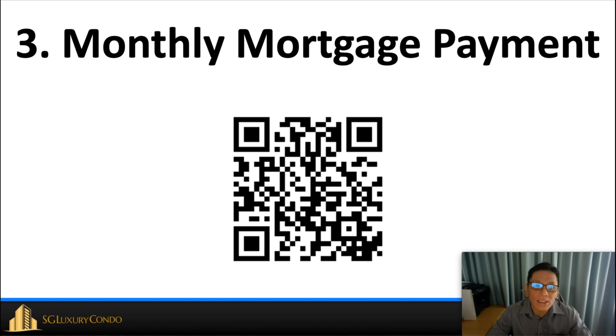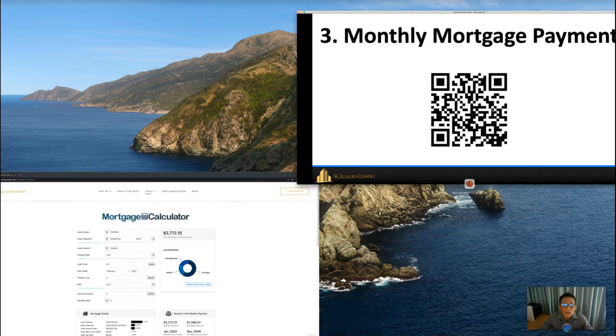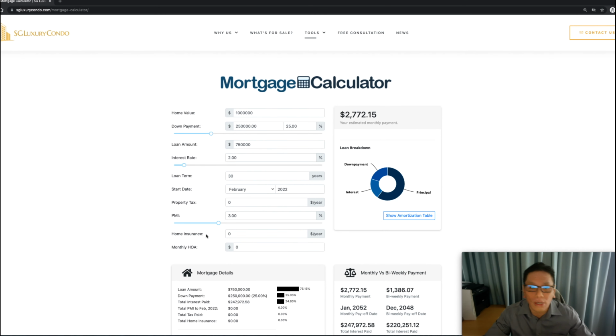Now, for the third one, we need to calculate our monthly mortgage payment. Monthly mortgage payment means how much cash I need to pay to the bank in order to finance this property. So what we can do is click on this QR code to get to my mortgage calculator. Let me share with you what this QR code comes to. It will come to this mortgage calculator where you can add in your home value, add in how much down payment you're going to put in or the loan amount, change the interest rate and the loan tenure, and over here you will see the estimated monthly repayment.